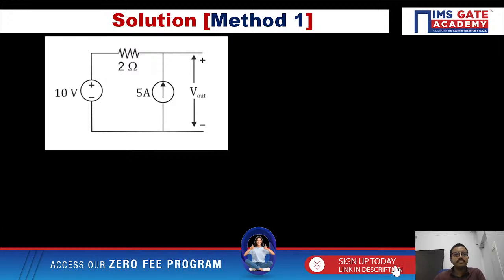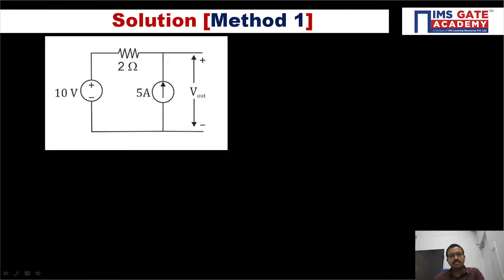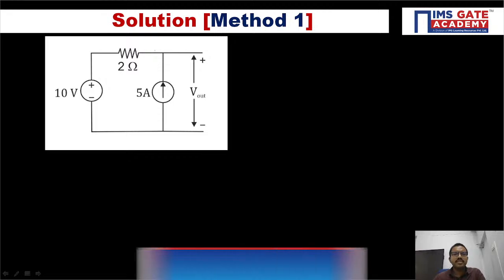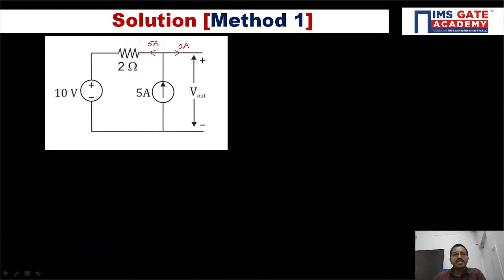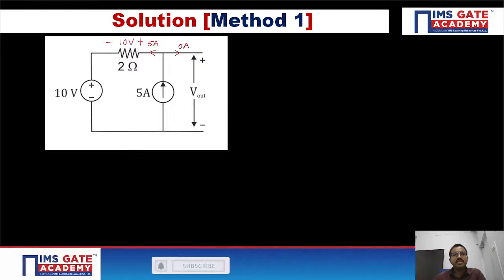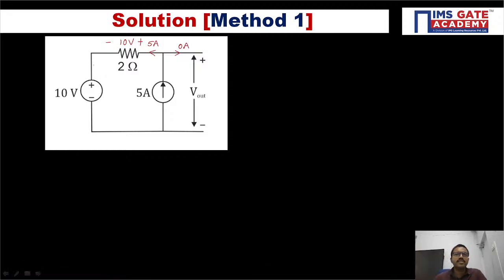Now here, whatever the 5 ampere current is coming, the entire 5 ampere will flow like this, because in this branch no current flows, right? So with respect to Ohm's law, 5 into 2, that is 10 volt. That is the voltage developed across the resistor, with voltage polarity plus on the right hand side and minus on the left hand side. Then the 5 ampere current is flowing through the 10 volt source, and then it is coming like this.